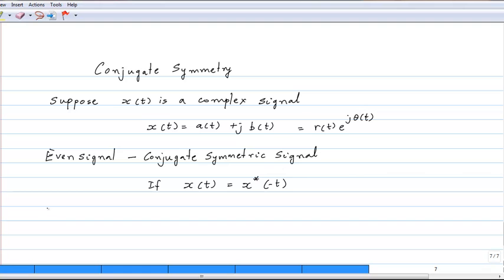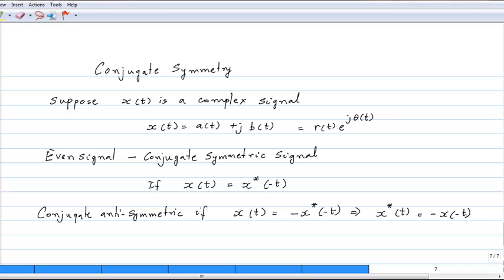Then we say that x of t is a conjugate symmetric signal. And similarly, we say that x of t is conjugate antisymmetric if x of t is equal to the negative of x conjugate of minus t, or equivalently, this also implies that x conjugate of t is negative of x of minus t, or negative of x of t is x conjugate of minus t.